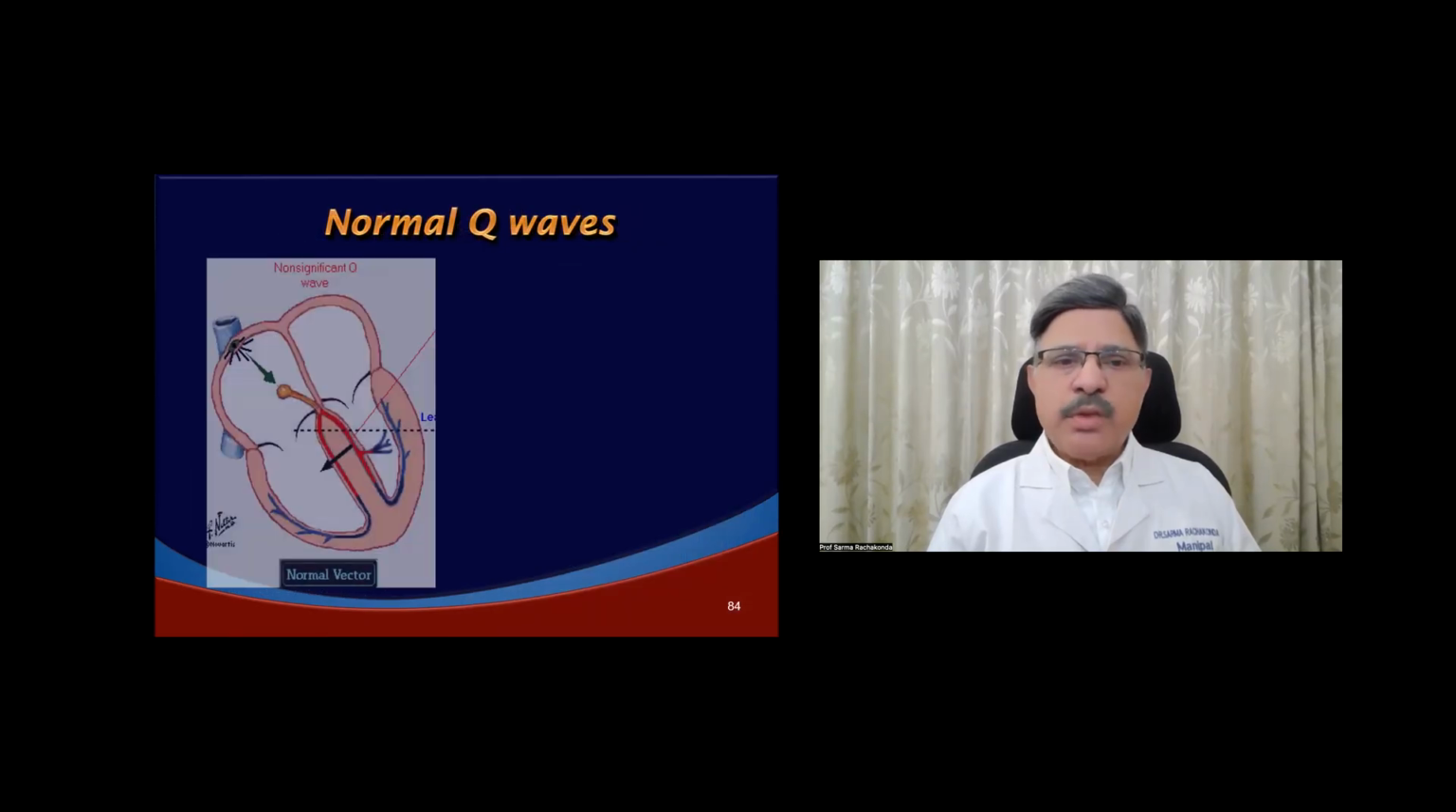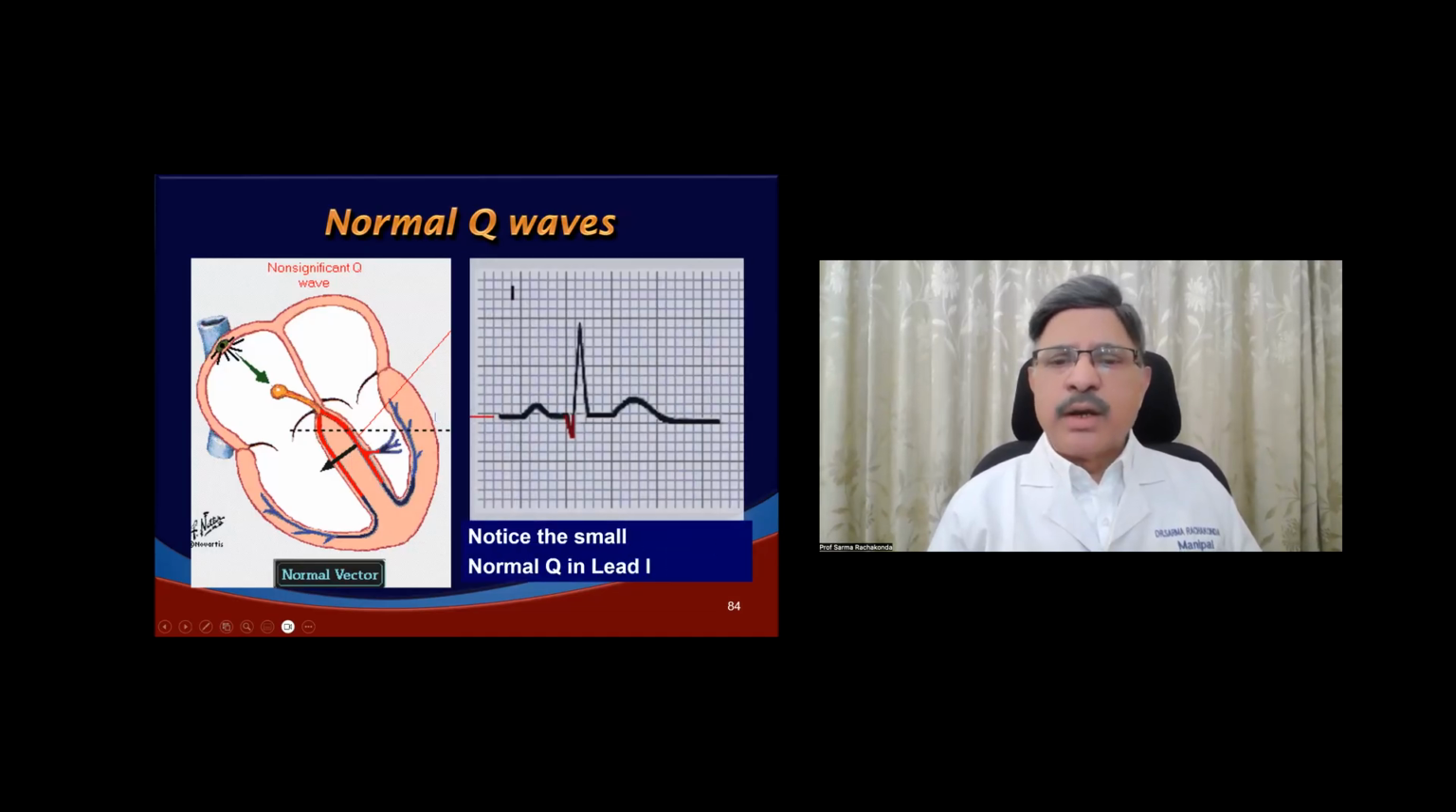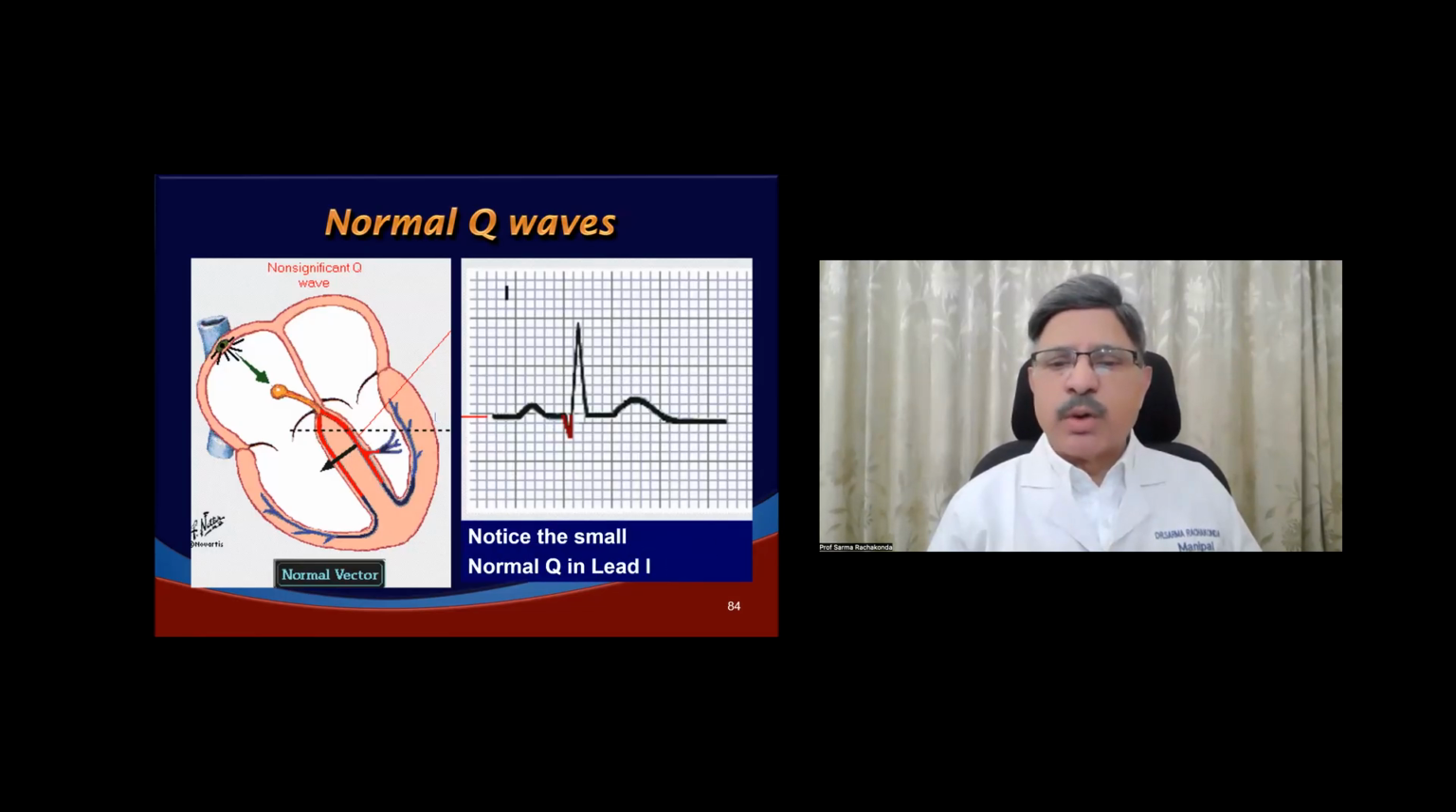Now, normal Q waves. Normally the septum is activated from left to right. There is a normal Q wave, which is a small negative deflection in lead one. It is less than 4 millimeters in size and less than 0.04 seconds in width.